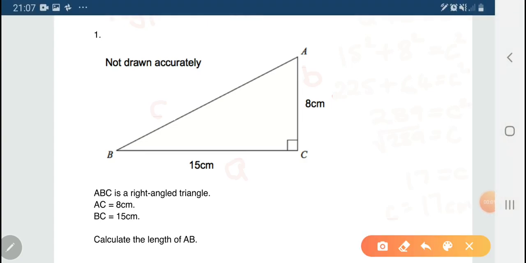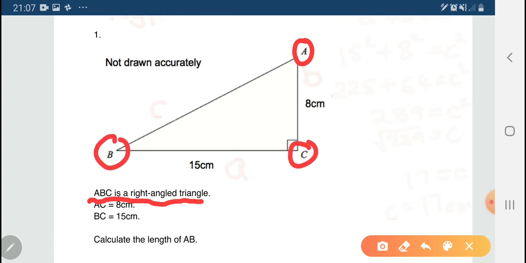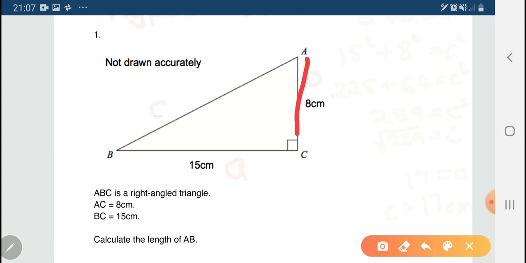Question 1. ABC is a right angle triangle. So A, B, and C are the three corners of the right angle triangle. And then it says to us in the question that A to C here is 8 centimeters long and B to C is 15 centimeters long. The question then asks us to calculate the length of A to B, so this length here.